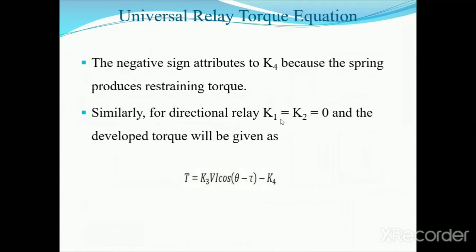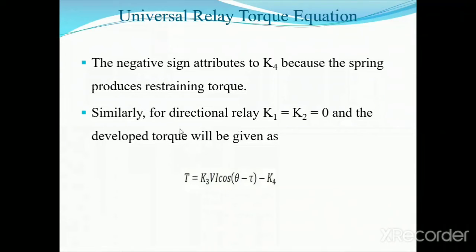In the case of a directional relay, there is no current winding and there is no voltage winding. We are only checking the power. What is the direction of that power? Then the relay will be operated. Depending upon the direction of the power, that relay will be operated.